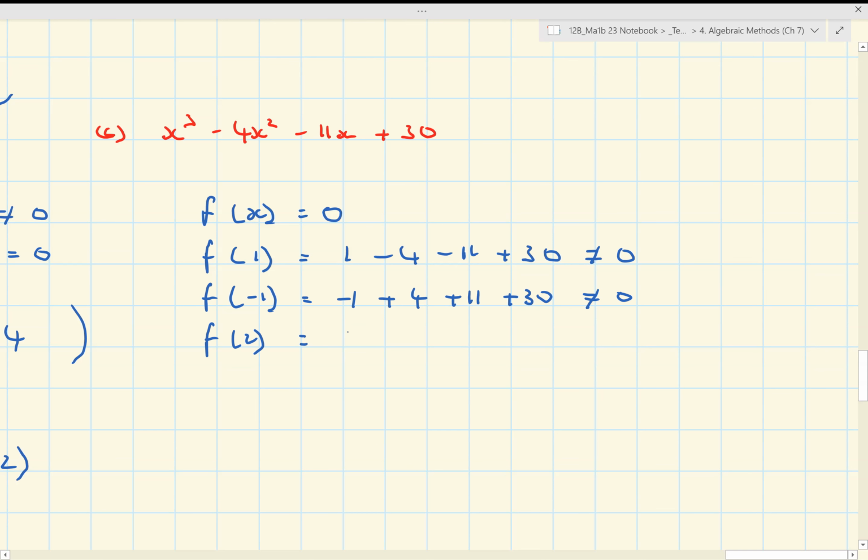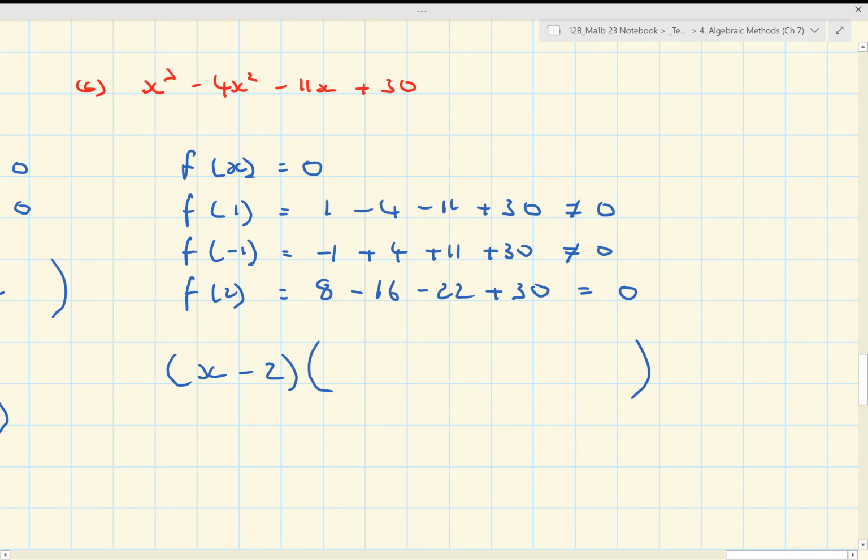2 cubed is 8. Minus 4 times 4, so that'll be minus 16. Minus 11 times 2 plus 30. That's looking promising. That's 8 minus 16 minus 22 plus 30. That is 0. So that would imply that x minus 2 is a factor. So let's factorize this by inspection again.